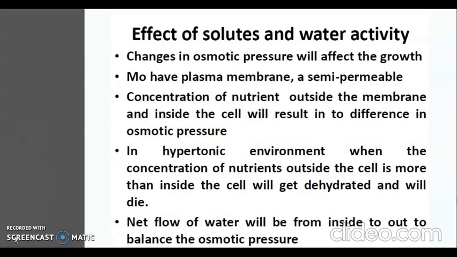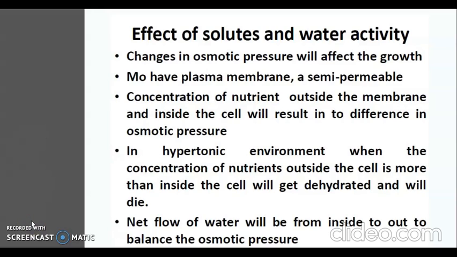Changes in osmotic pressure will affect the growth of microorganisms. The cell has a plasma membrane, which is a semi-permeable membrane. Concentration of nutrients outside the membrane and inside the cell will result in a difference in osmotic pressure. Microorganisms are found in both hypotonic and hypertonic environments.